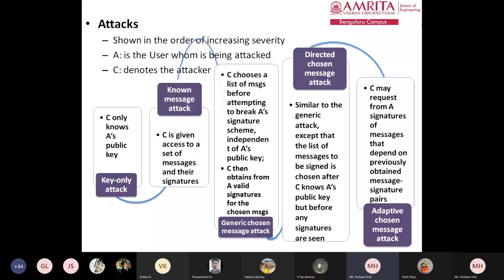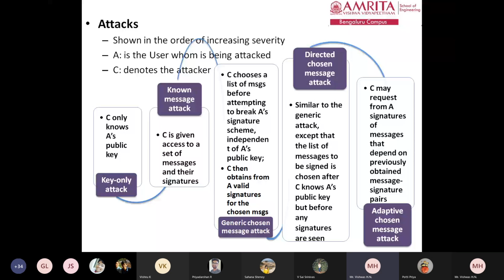But if C is given access to a set of messages and their signatures with respect to A, then we call it a known message attack. If C chooses a list of messages before attempting to break A's signature scheme, independent of A's public key, C then obtains from A valid signatures for the chosen messages. It is called a generic chosen message attack. Here only specific messages are attacked.